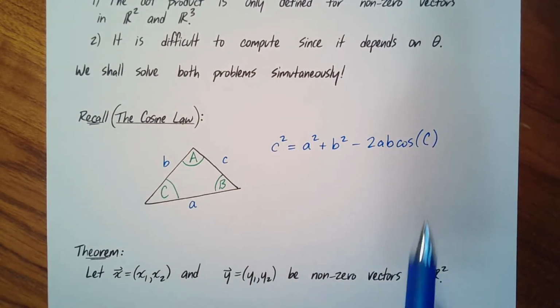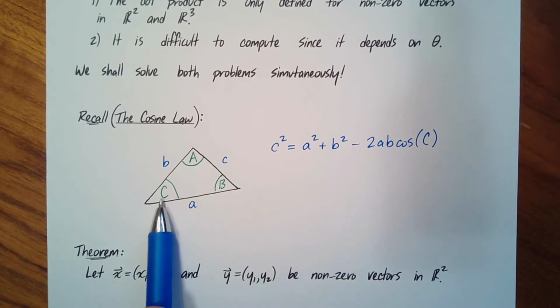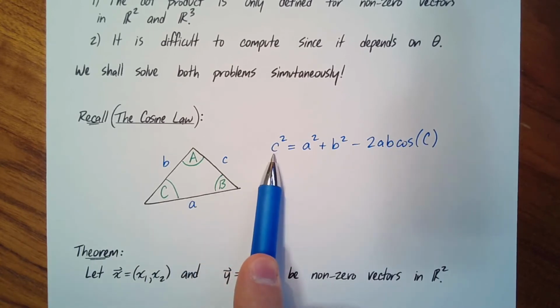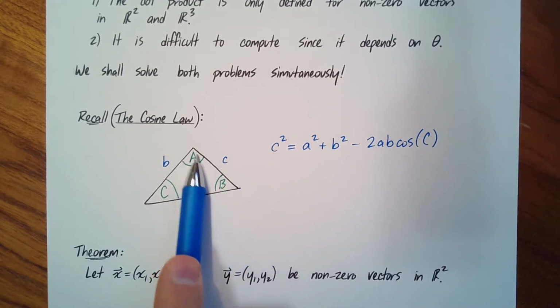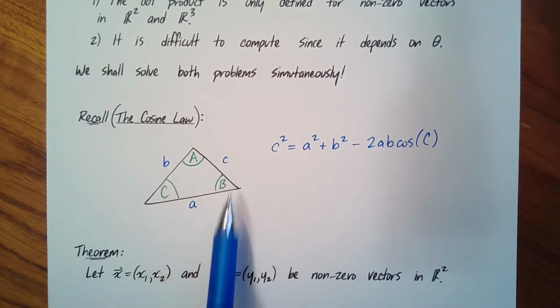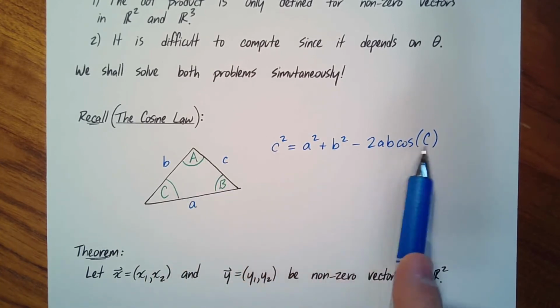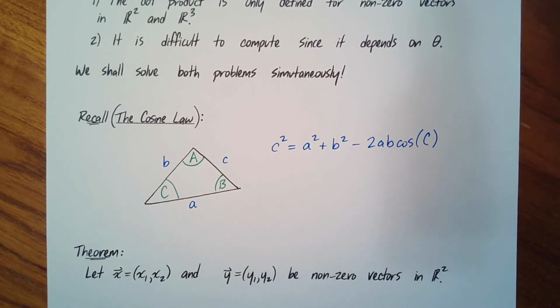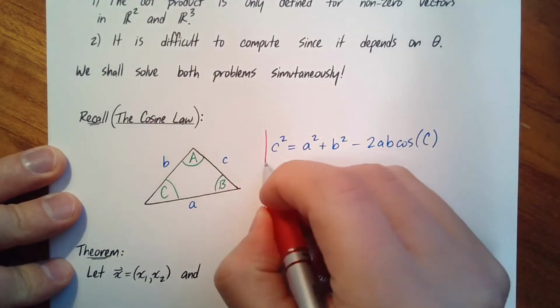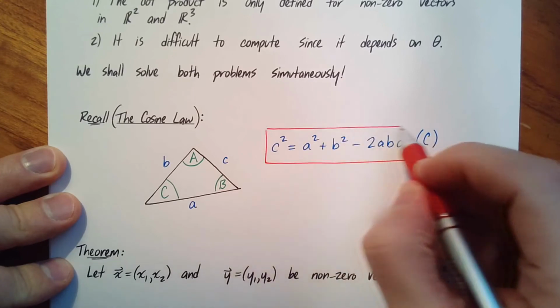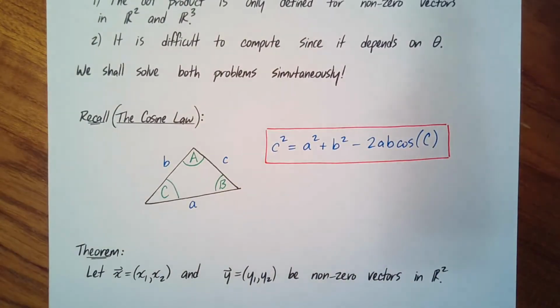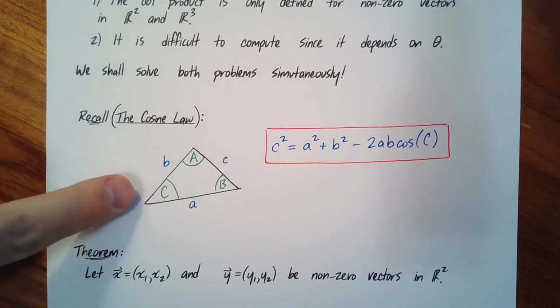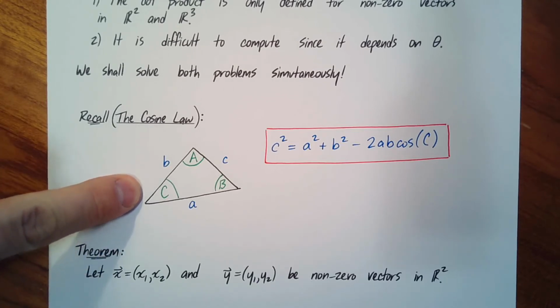So just to be absolutely clear, this is a capital C, which refers to this angle. This is lowercase c, which refers to this side length. So these two c's are different. Okay, so that's the cosine law. And what we're going to do is draw that vector picture again, where we have two vectors x and y in R2 that both start at the origin and go off to their respective terminal points. Then we're going to use that to draw a triangle, and see what the cosine law tells us about that triangle.